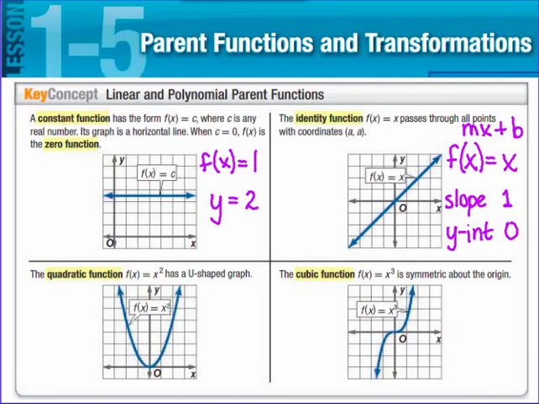The cubic function, f of x equals x cubed. That is what it looks like, kind of like a sideways S. So first of all, those are 4 parent functions. We have the constant, we have the identity, we have the quadratic, and we have the cubic. So you're going to need to identify pictures of all 4. And trust me, we've got more coming.